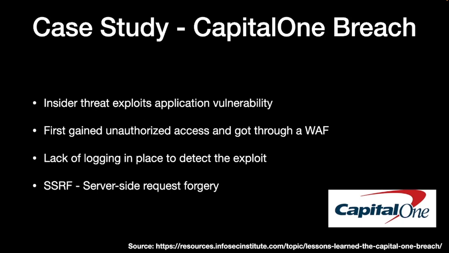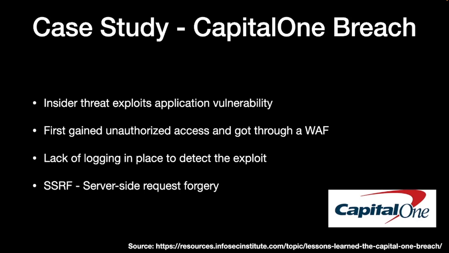So first, the unauthorized access happened. It got through a web application firewall. There was a misconfiguration there. Then there was a lack of logging, and so the exploit wasn't detected right away. And then ultimately, there was a server-side request forgery as part of the exploit to get the data.